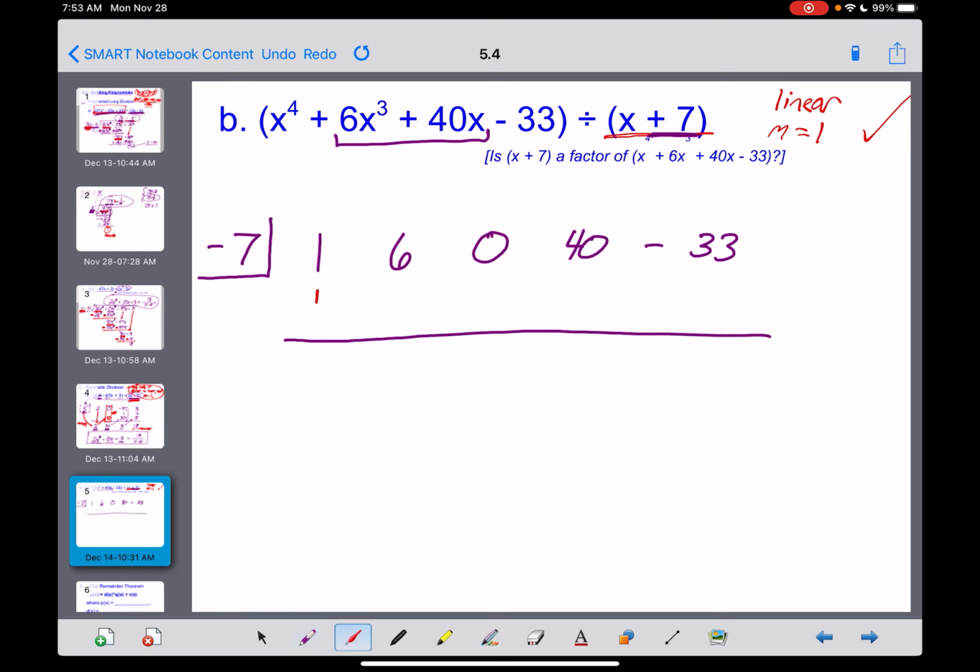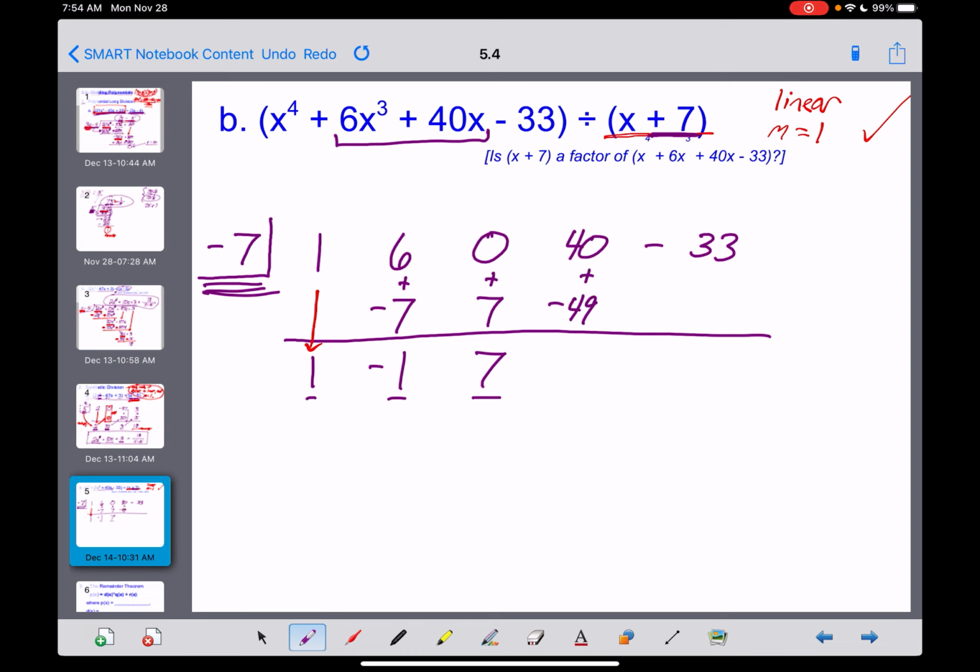And here we go, everybody. We begin by bringing the 1 straight down, and then we start multiplying. Negative 7 times that 1 there is going to give us negative 7, and we add these two terms together. 6 plus negative 7 is negative 1. Let's multiply again. Negative 7 times that negative 1 is positive 7, and we add these two together. 0 plus 7 is 7. Here we go. Let's keep multiplying. Negative 7 times positive 7 is negative 49.